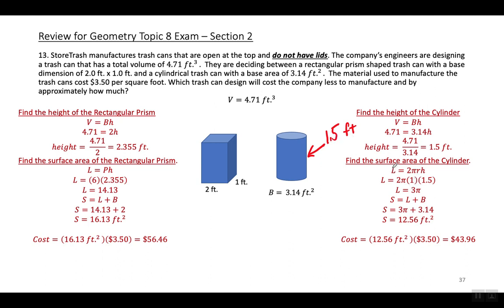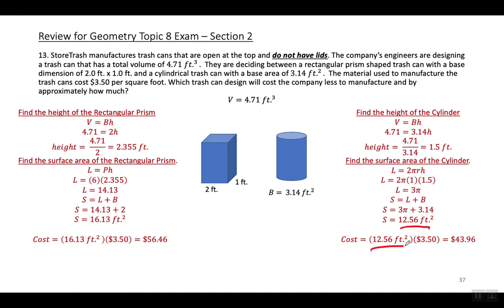Now, all I got to do is find the surface area of the cylinder, but you got to remember to leave out the base at the top because it does not have a lid. So first I find the lateral area by doing 2 times pi times radius times height. 2 times pi times radius is just the circumference of this circle. When I work that out, the lateral area of the cylinder is 3 pi. And then the area of the base on the bottom is 3.14. I multiply 3 times pi, and whatever that gave me, I add it with 3.14. And that gives me the surface area of the cylinder, which is 12.56 square feet.